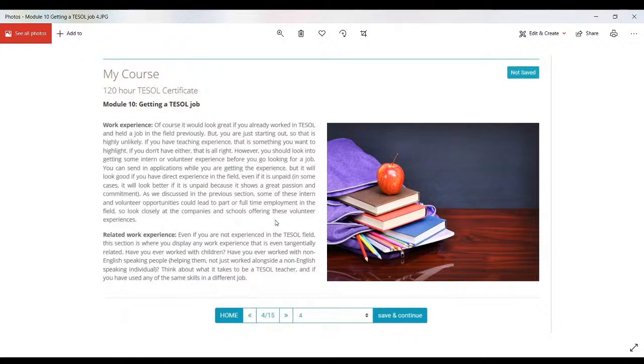Okay, pero wag kayong mawawalan ng pag-asa kasi kahit hindi naman relevant yung education nyo dun sa job, meron pa rin tayong tinatawag na work experience and also related work experience, right? Okay. So, dito sa work experience, sinasabi dito na if you're just starting out, so that is highly unlikely. Alright, if you have teaching experience, that is something you want to highlight. If you don't have either, that is alright. Okay, you should look into getting some intern or volunteer experience before you go looking for a job.